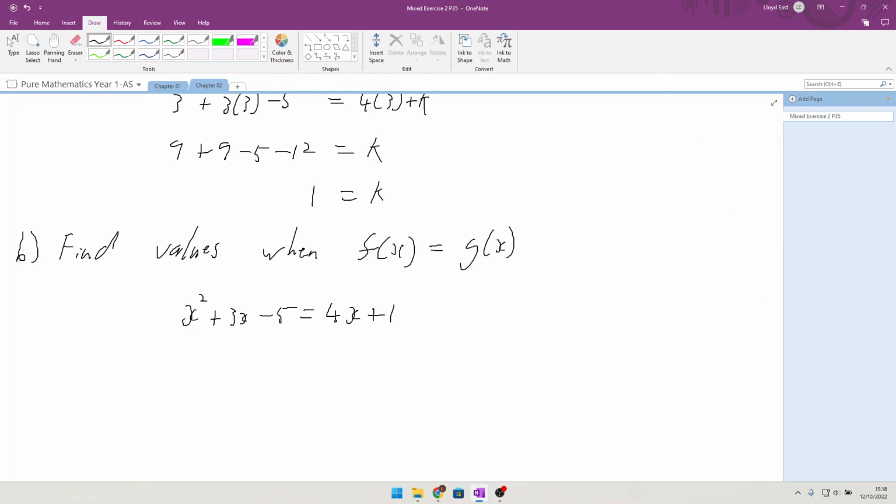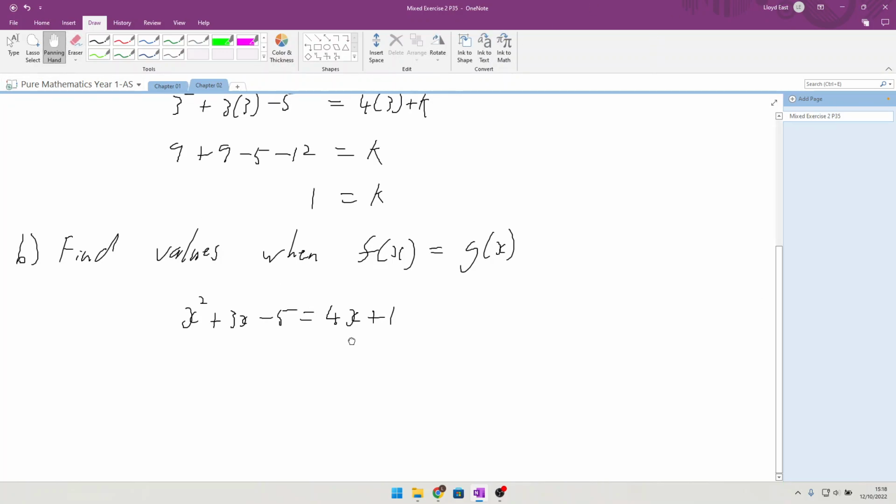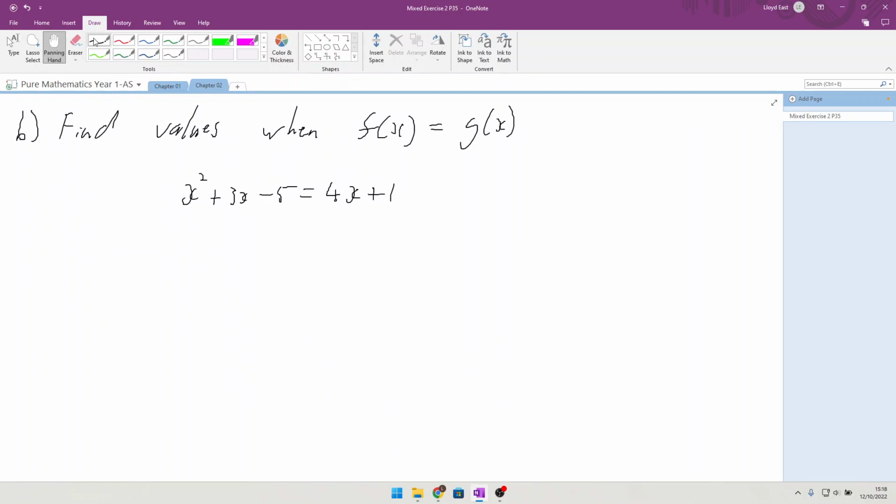With that in, we can then start the solve, and so I'm going to bring the 4x and the plus 1 over to the left hand side, so I end up with x squared minus x, because 3x take away 4x, and then I get minus 1 minus 5 minus 1, so we get minus 6 equals 0.